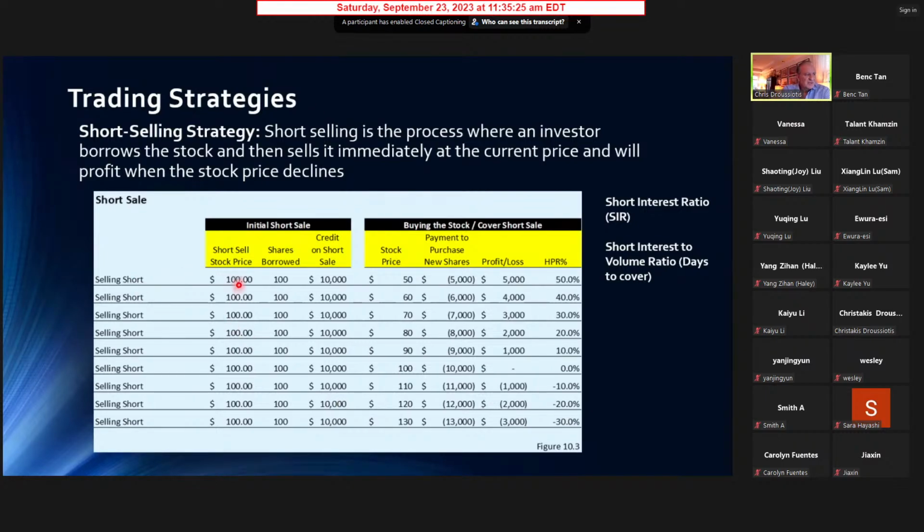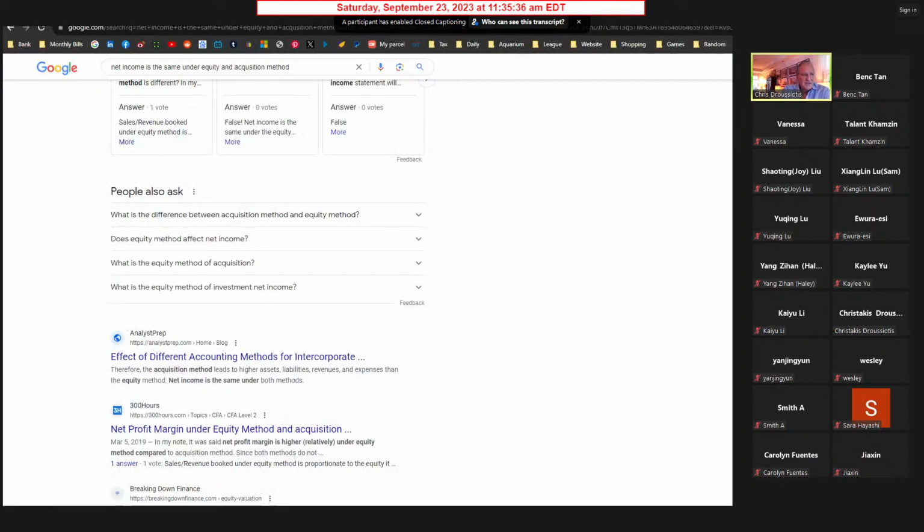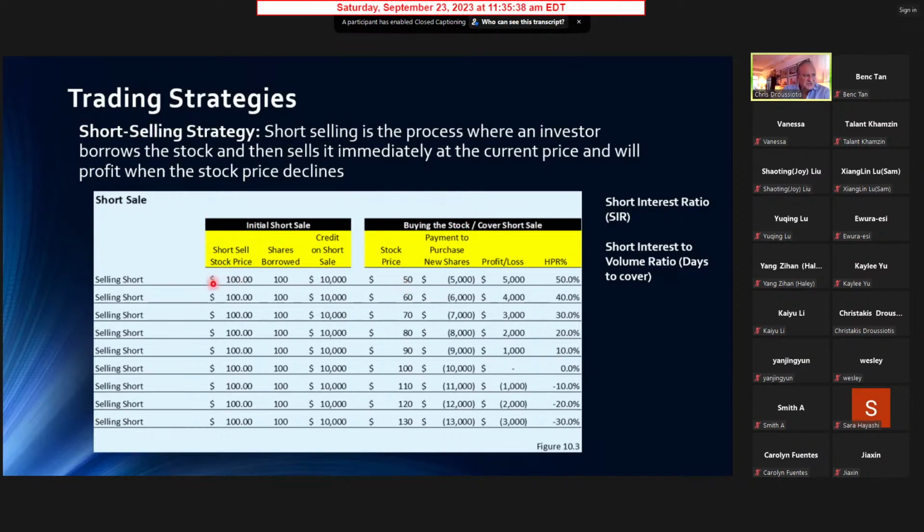Short selling: let's say the stock is trading at 100. You sell it, and that's why you receive a $10,000 credit. If the stock goes to 50, which is a huge drop, let's say 3 months from now, you go and buy, you pay $5,000 to buy the stock, and the credit is released, so you made a $5,000 profit, right? And you can look at different levels.